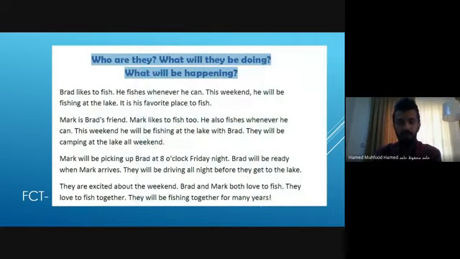We have this piece of writing that we should read, but unfortunately we are running out of time, so maybe I'm going to read it by myself and then we will complete it next lecture, inshallah. So I'm going to read it. Who are they? What will they be doing? What will be happening? Brad likes to fish. He fishes whenever he can. This weekend he will be fishing at the lake. It is his favorite place to fish.